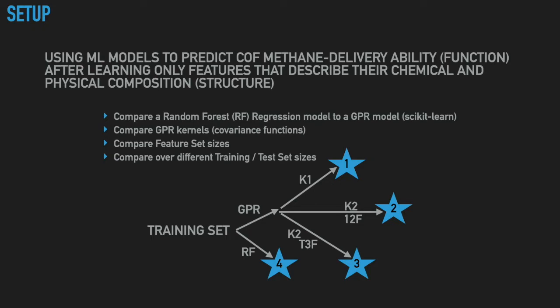And then we're going to look specifically, for the GPR model, at what kind of kernels we can use and how they perform. We're also going to look at different feature set sizes and how many features you really need. And we're going to look at different training and test set sizes as well.